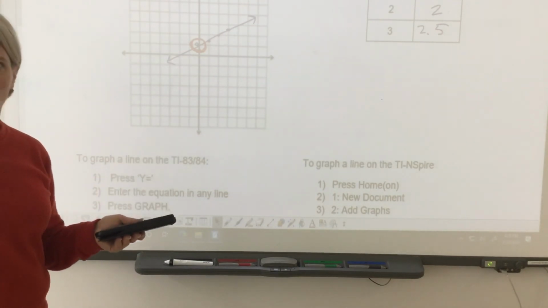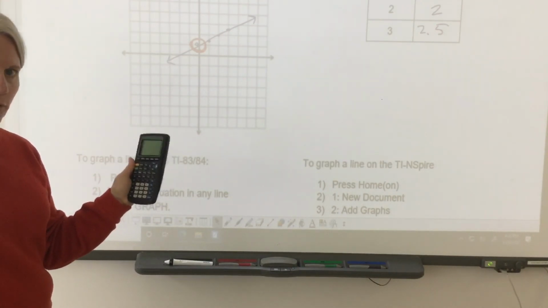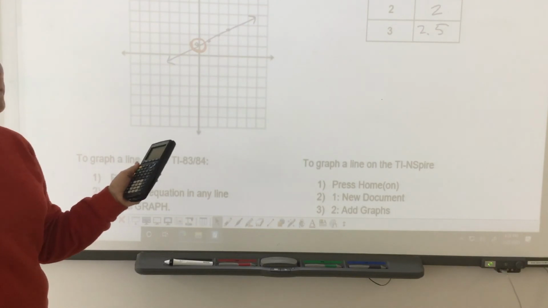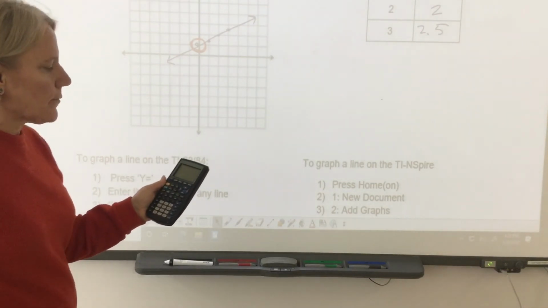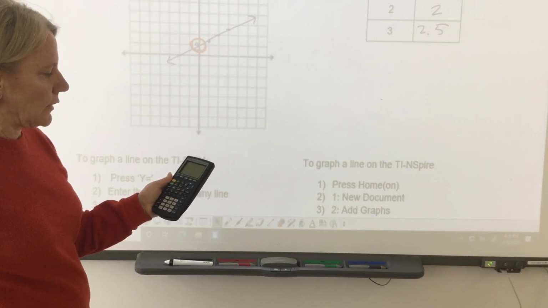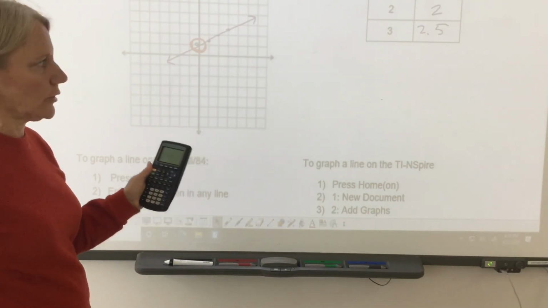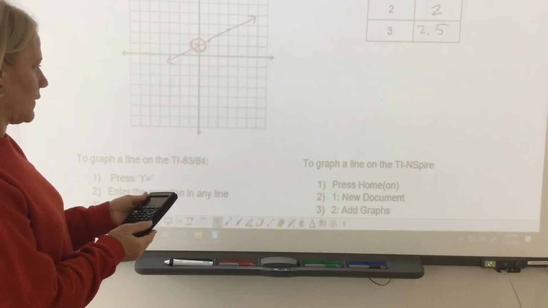So hopefully you're a little more comfortable with your calculator and producing a graph. You're going to be doing this a lot through our function studies, so you will get more and more comfortable with it. But it is definitely something you want to work on if you're a little bit sketchy with it. Okay?